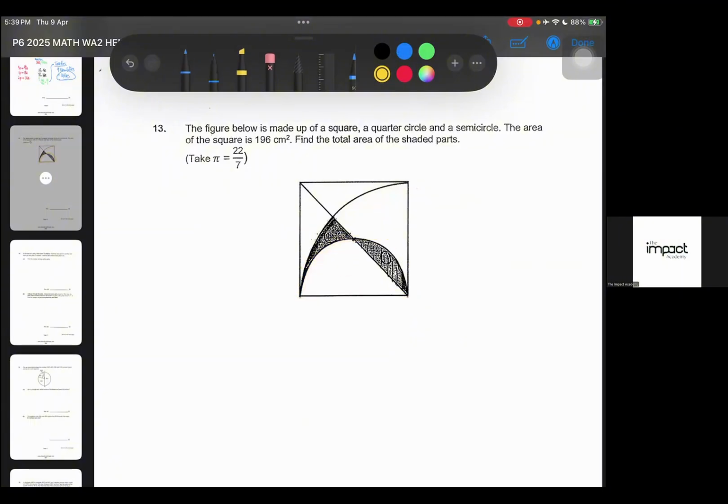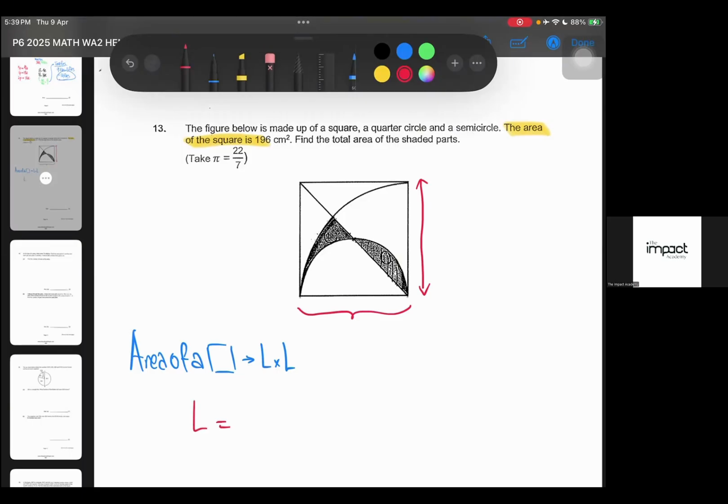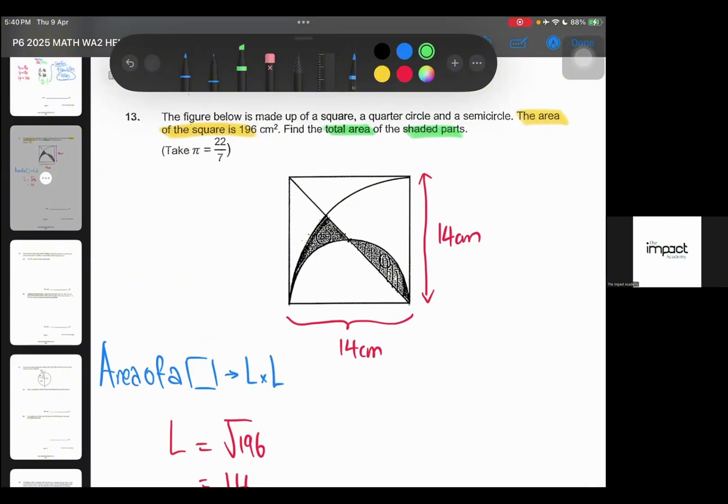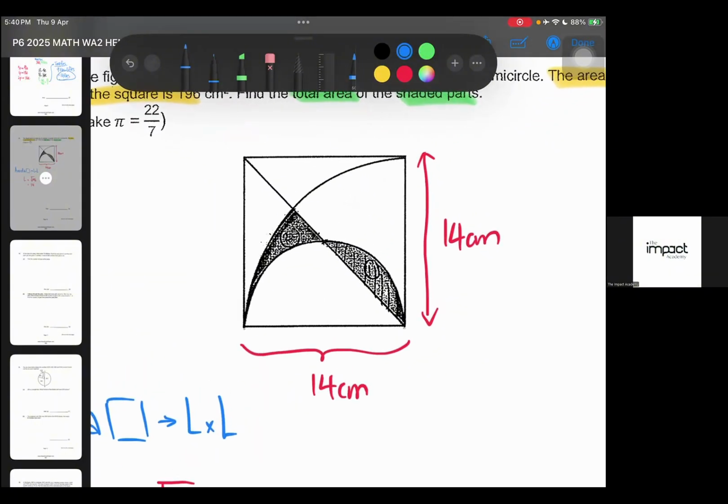Now the question went on to say the area of the square is 196 centimeters square. So you see, when we say area of a square, we always say L times L. Am I making sense? Right, so that means this part times this part is equals to 196. So in order for you to find one of it, you just really have to find the length of it. It will just have to be square root 196. When you square root 196, you know that the length is going to be 14 cm. So this is 14 cm, 14 cm. Okay, now the question says I want you to find the total area of the shaded part. But the shaded parts, they are what?